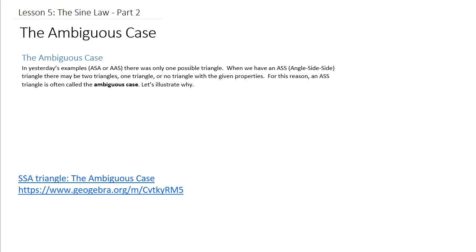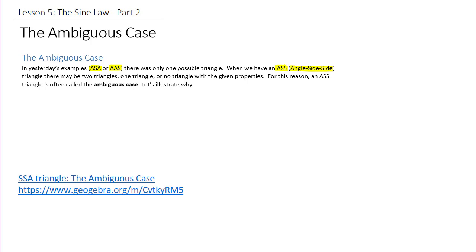Now you can read textbooks and all that stuff that talk about all these different ways of checking and doing this and doing that. But all you have to do is be on the lookout for this. So yesterday's examples, we talked about all the different cases. And the ones you can solve with sine law so far were angle, side, angle, and angle, angle, side. Well, the one we're talking about today is angle, side, side, which has that fun name, right? Angle, side, side. So it's easy to remember, right?